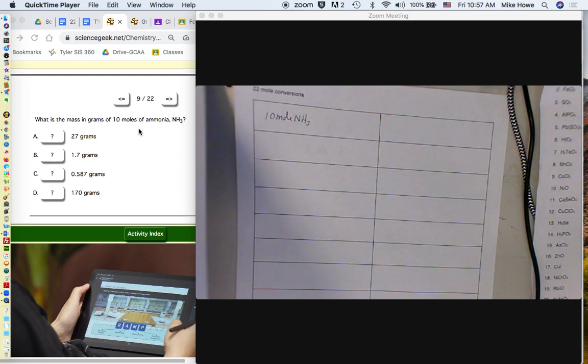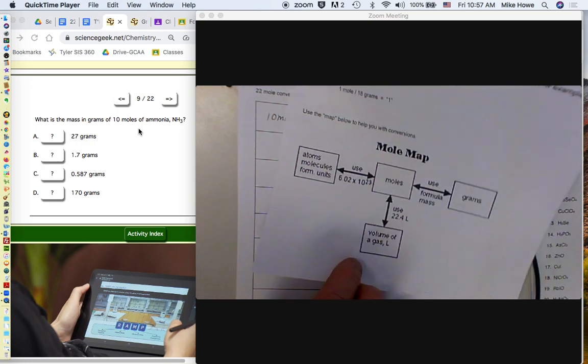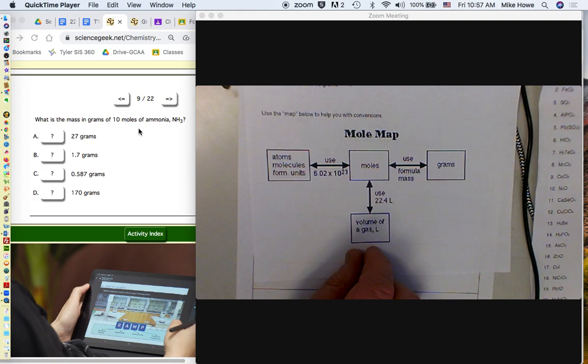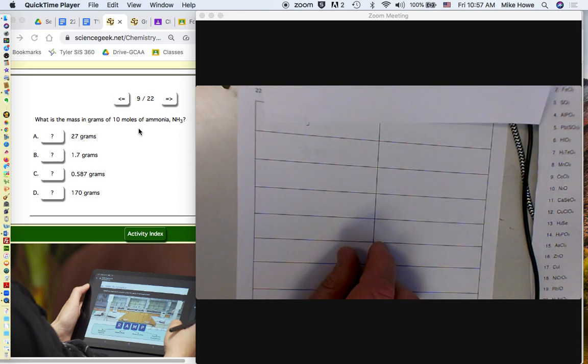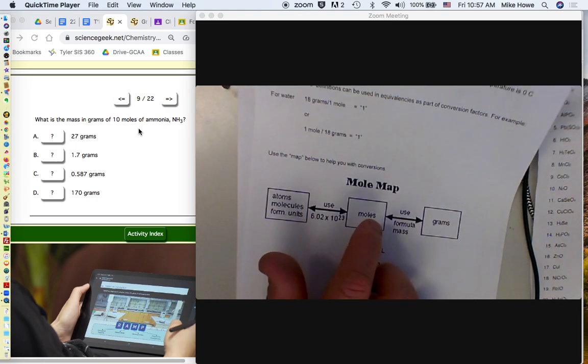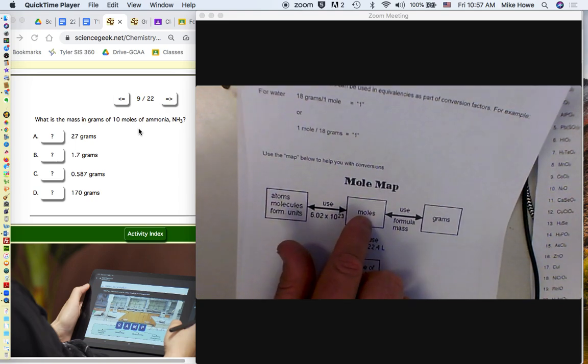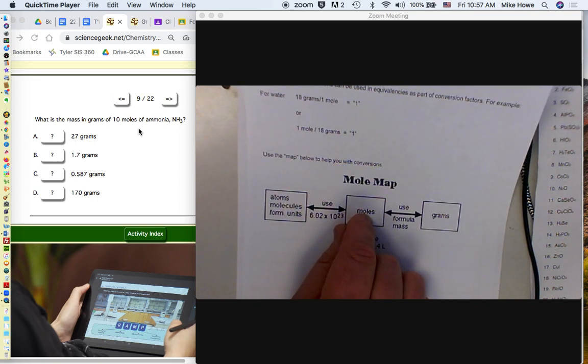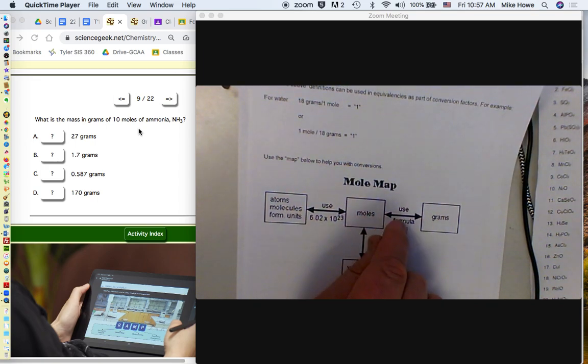And remember the mole map we talked about in class. If you don't have that, take a picture of that right now with your phone so that you have it in front of you. So moles on the mole map are right in the middle. You're starting with moles, so that means we're here on the mole map. The question says, what is the mass in grams? So that means we are going to the right over here to grams.